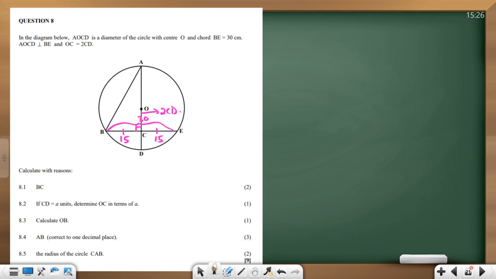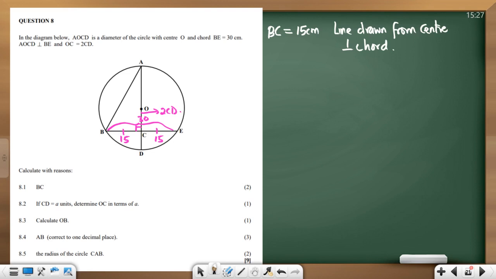8.1, let's see. What is BC? I think we already answered that, 15 units. All right, 15 centimeters. They give us in centimeters, so let's give it back to them. And what will be your reason? Always write the reason. They told us that it is perpendicular. So a line drawn from center perpendicular to the chord. Done.